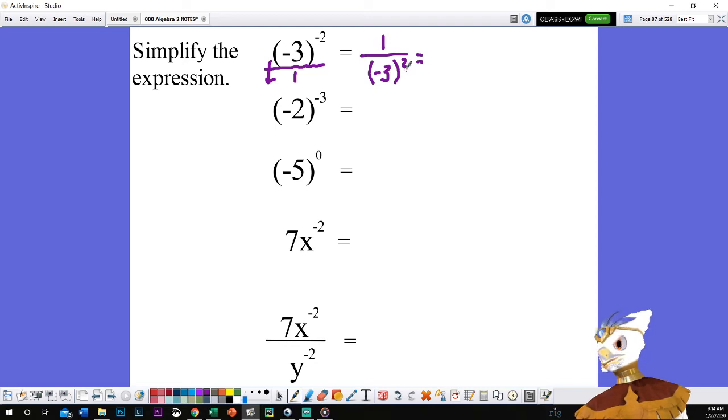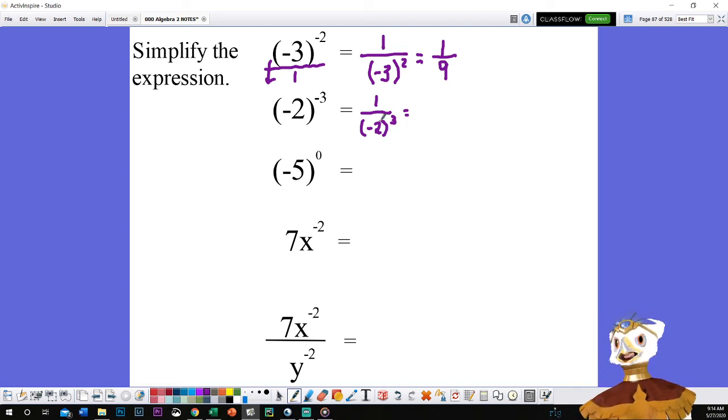Next, we have negative 3 all to the 2nd power. So this is negative 3 times negative 3. Negative 3 times negative 3, 9. Boom, we're done. That's it. Alright, let's try this one. This is the same as 1 over negative 2 to the 3rd power. Again, that negative here disappears. This is negative 2 times negative 2 times negative 2. Well, negative 2 times negative 2 is positive 4. Positive 4 times negative 2 is negative 8. So this becomes 1 over negative 8.